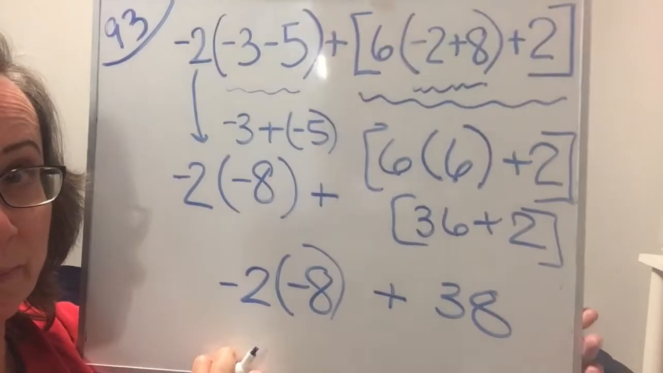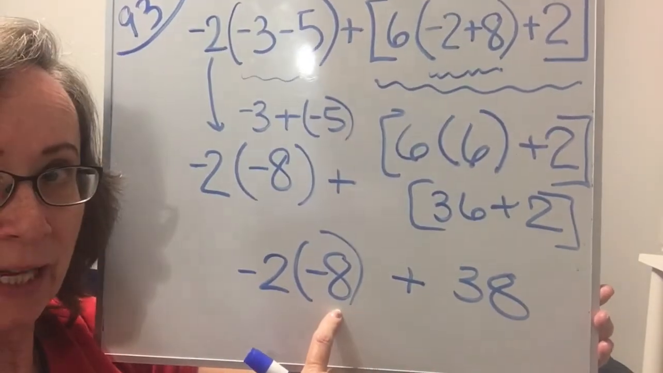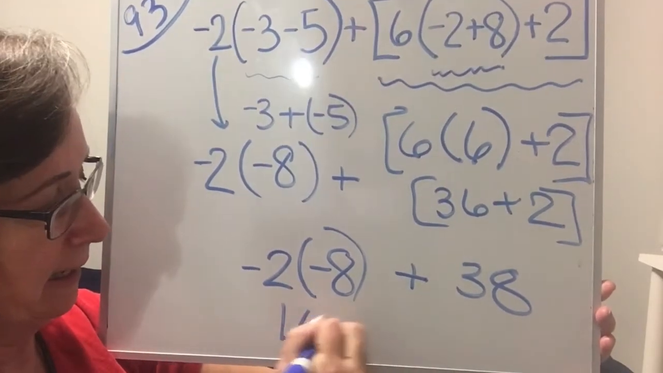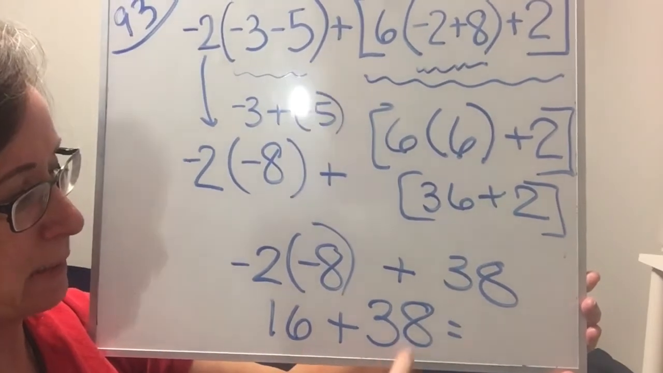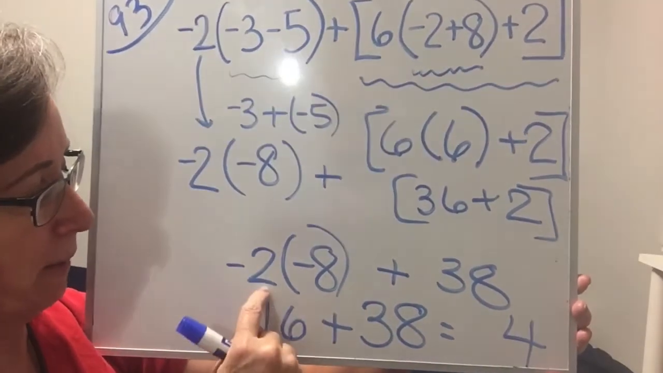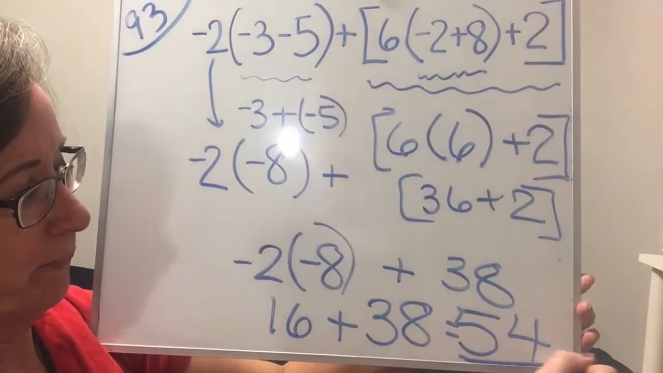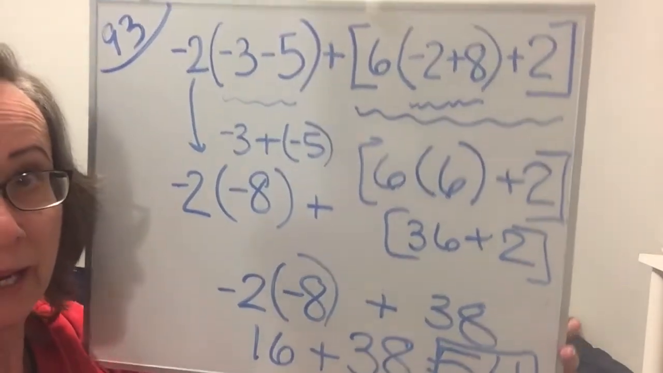And that's our problem. So now what are we going to do? -2 times the -8 gets done before addition. So +16 plus 38: 6 plus 8 is 14, carry my 1, and I'll get a 54. Okay, so 54 is my answer.